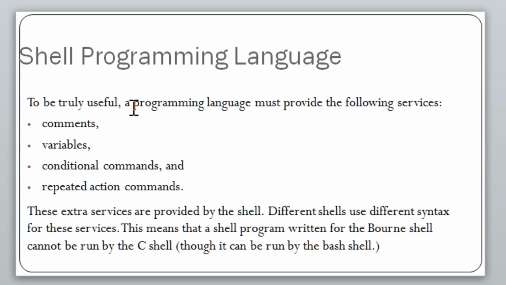So to be truly useful, a programming language must provide the following services. One, it needs comments, it needs variables, it needs conditional commands, and it needs repeated action commands. These extra services are provided by the shell, and different shells use different syntax for these services. This means that a shell program written for the Bourne shell cannot be run by the C shell, though it can be run by the bash shell, okay? So it's saying that something written in bash shell may not necessarily be runnable in a C shell, or maybe Korn shell or something like that. Those are just examples. Sometimes they can, sometimes they can't. But just keep in mind that a script you write in bash or Korn shell may not always carry over well to a different type of shell.